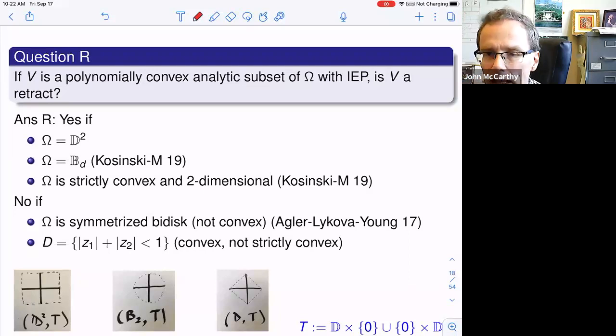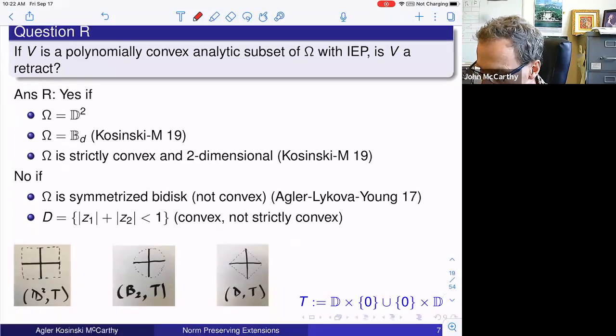So our set V on all 3 occasions is going to be these 2 cross disks, D cross 0 uniting 0 cross D. And that lives inside, and so I'm going to think of 3 different omegas. In the first case, it's the bidisk. The second case, it's the ball. And in the third case, it's the diamond. And I claim that for the first 2, we do not have the isometric extension property. And in the third one, we do. I want to show you why.